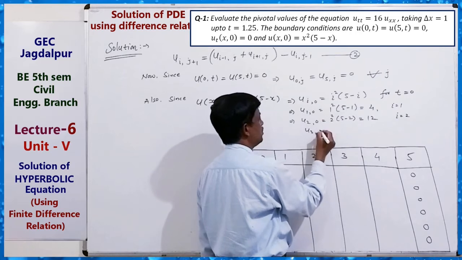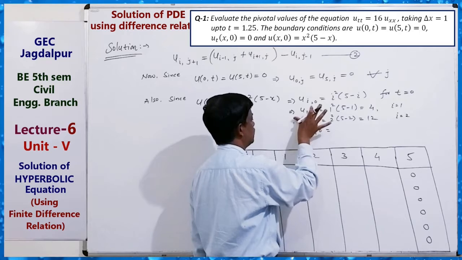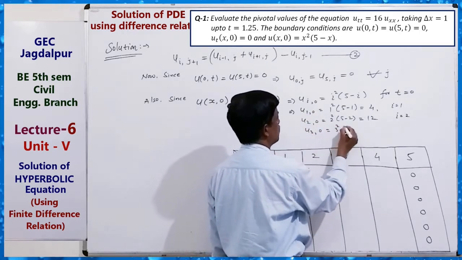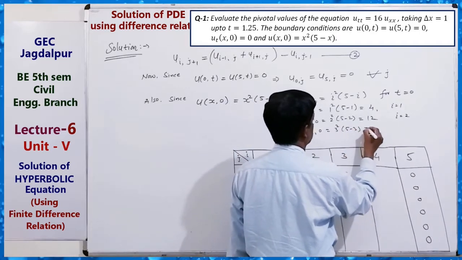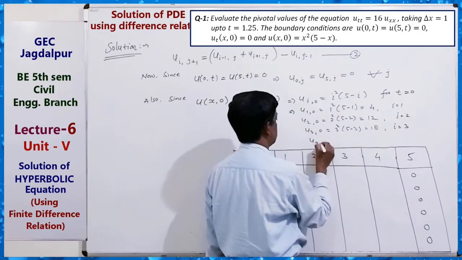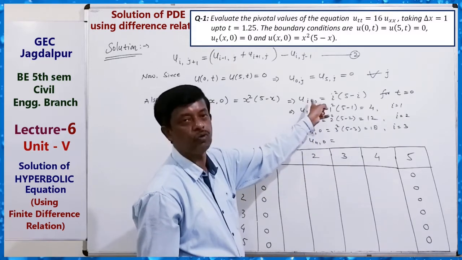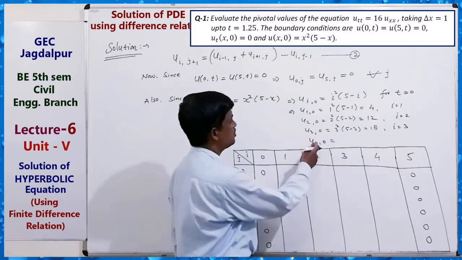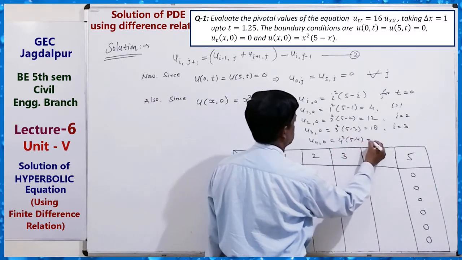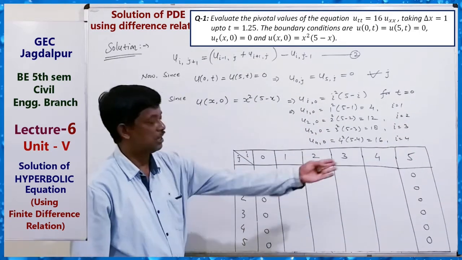U3, I equals 3, 0 means this, and U3 is 3 square, 5 minus 3. If I equals 4, here 4, then U4, 0, what? 4 square, 5 minus 4, 16. I equals 4. I equals 1, 2, 3, 4. Just we can get the values.